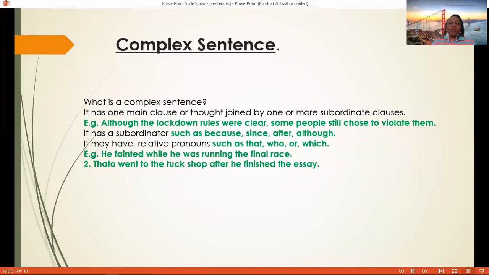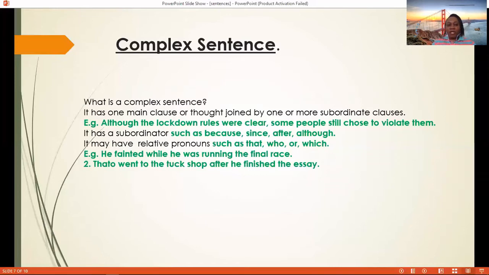Then we move on to our complex sentence. What is a complex sentence? That is the question. It has one main clause or thought joined by one or more subordinate clauses.